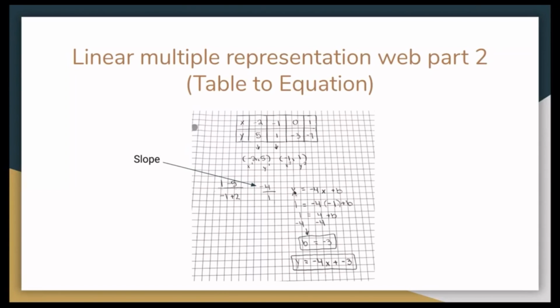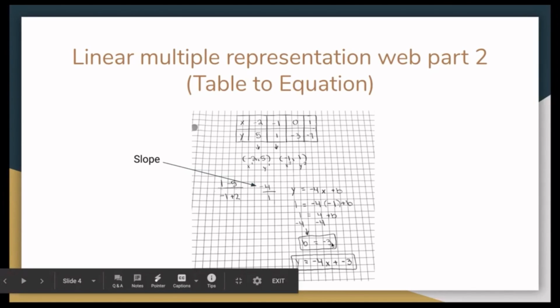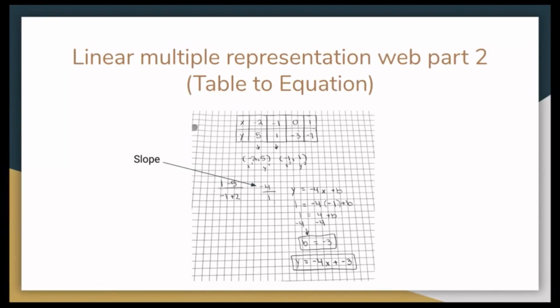And then you put it into the equation, and you add x to the equation, and then you solve it, and you get b equals -3, and your final answer is y equals -4x plus -3.